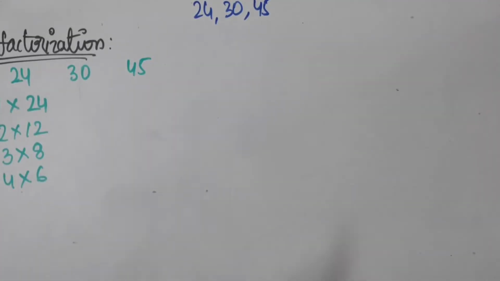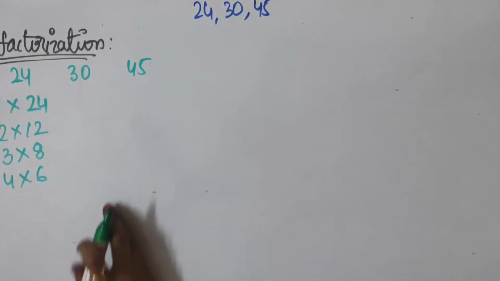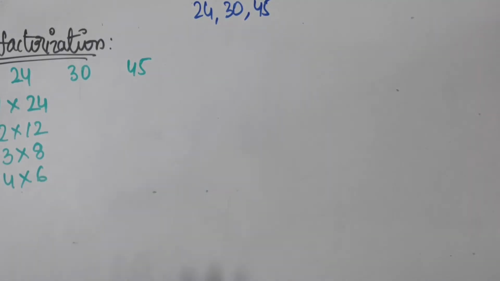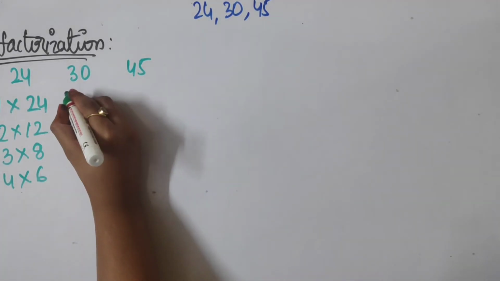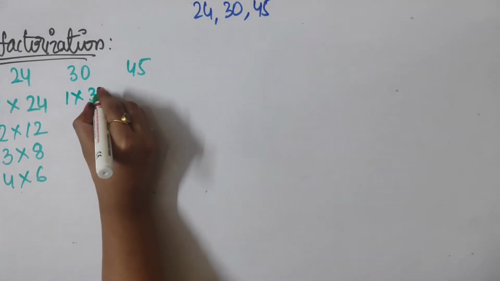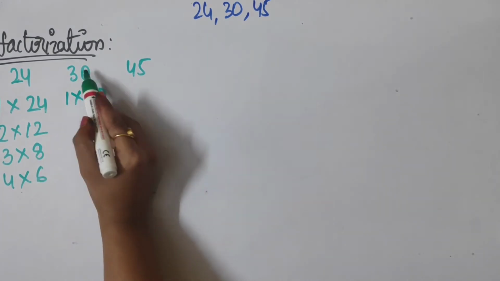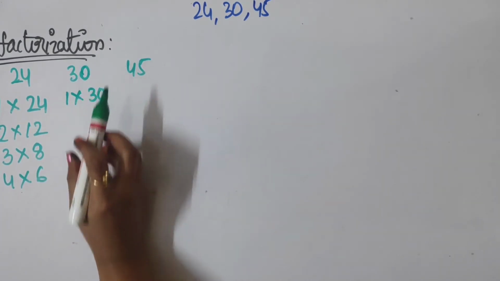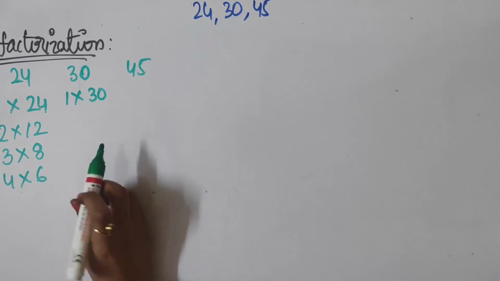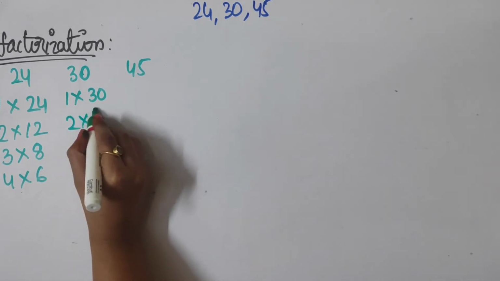Again I'm going to do the same process. Now 1, as we already know, and the number itself are always factors of any number. 1 into 30. Next, as 30 is an even number, it is always divisible by 2. 2 into 15.